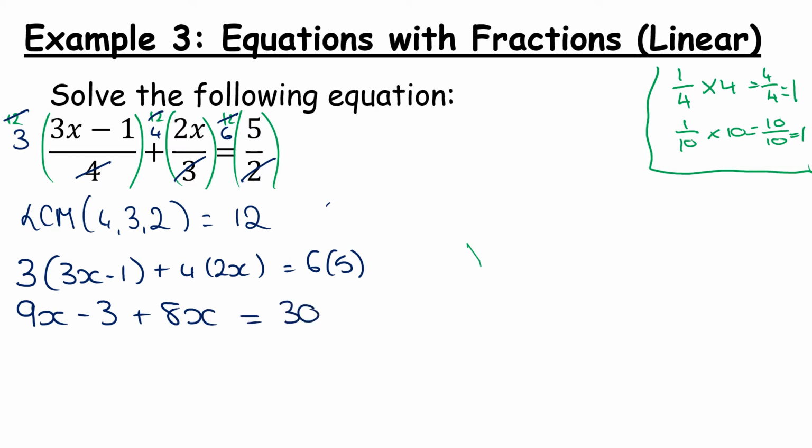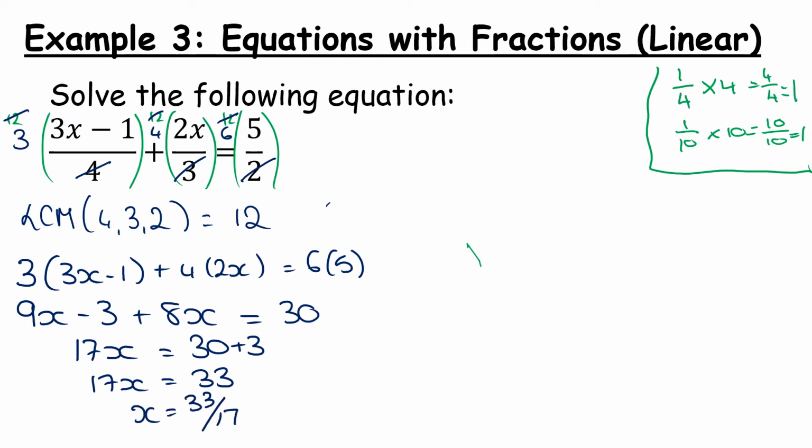Just like before, we're going to get all the letters on one side and the numbers on the other. So here we get 17x equals 30 plus 3. So 17x equals 33. So x equals 33 over 17. So again, if you want to write that as a decimal, it would be x equals 1.941, but leaving it as a fraction is absolutely fine.